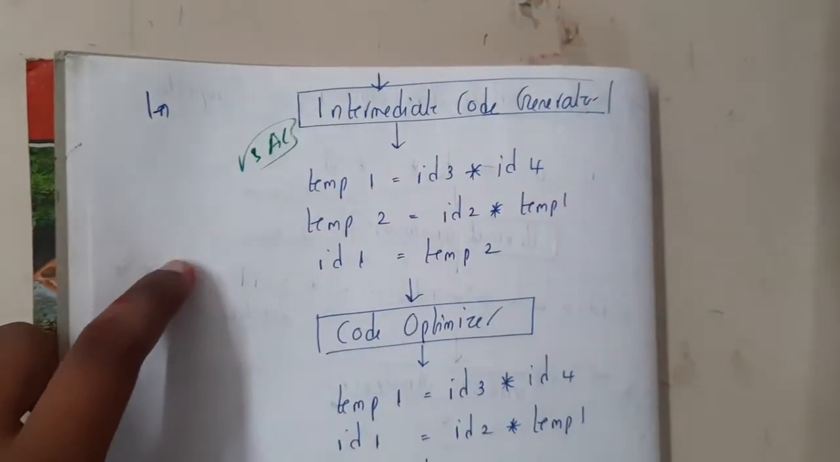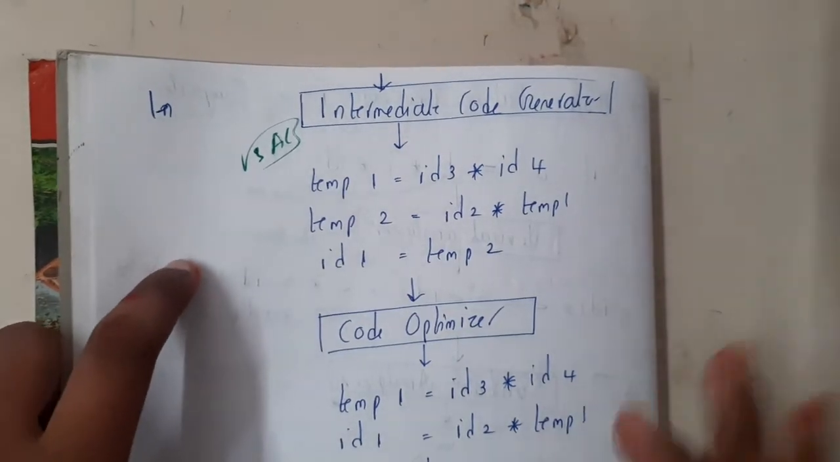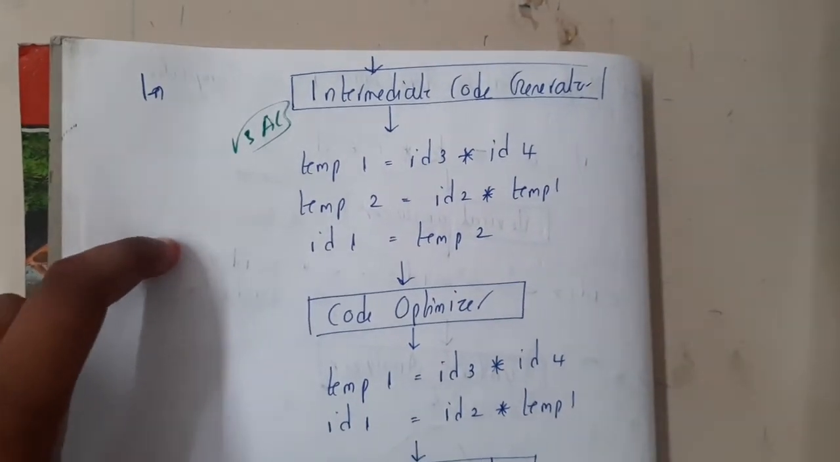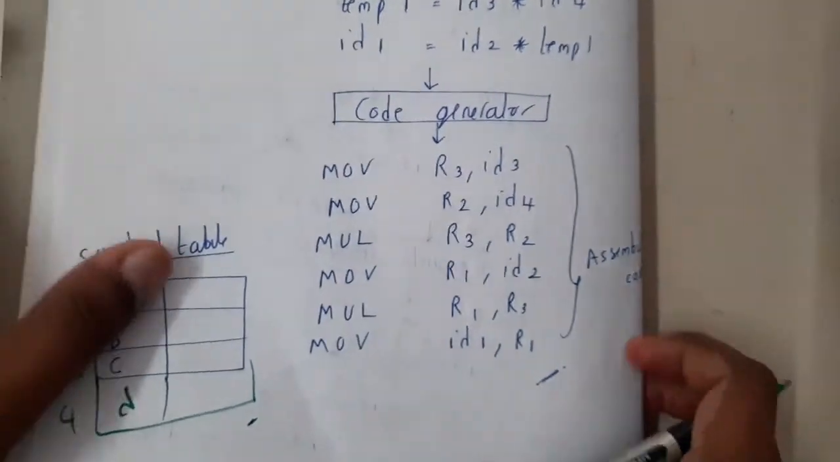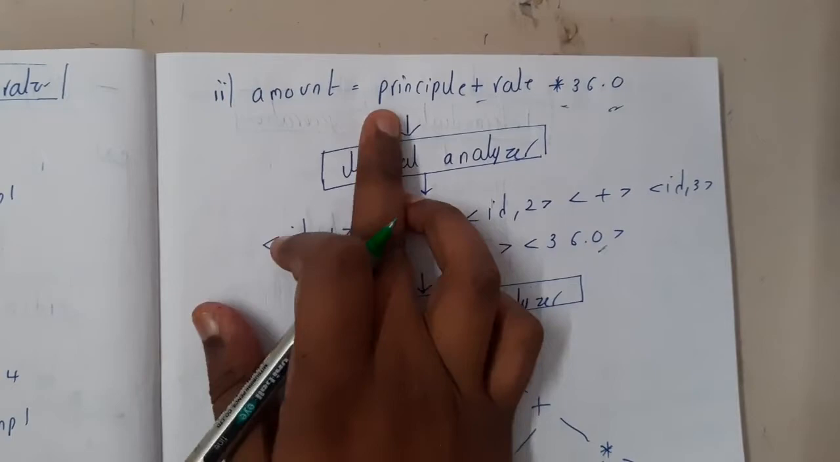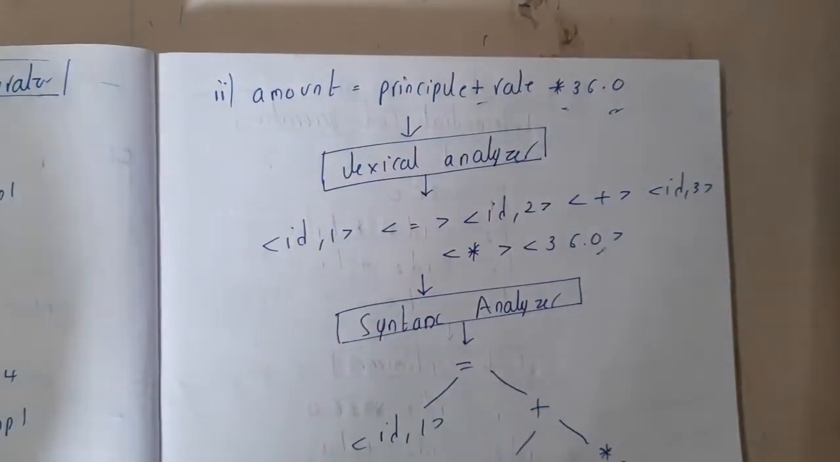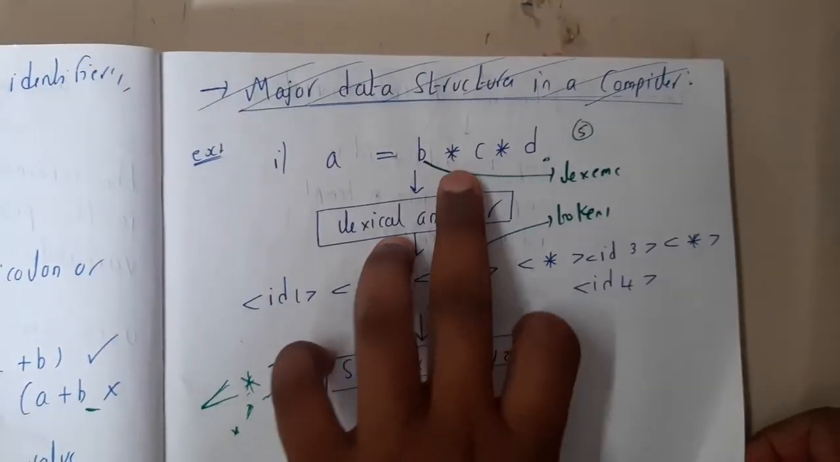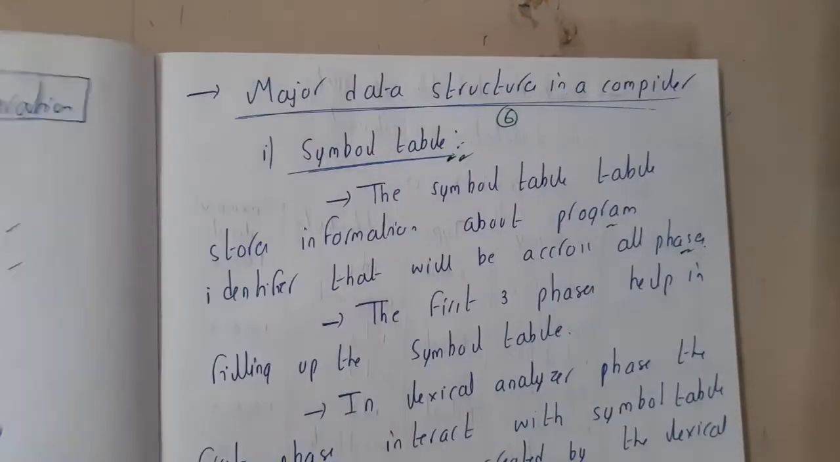Anyway, I'll be sharing this book PDF also, guys. This book will contain the whole compiler construction or compiler design subject in theoretical fashion. Mostly it will be in theoretical fashion rather than problems. So this is one more example. If you want, you can try it, guys. The amount is equals to principal plus rate into 30. That almost looks like here, just the symbol is different, guys. That's it.